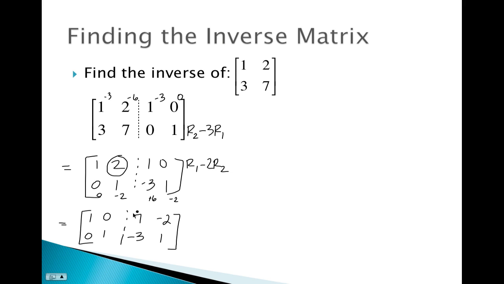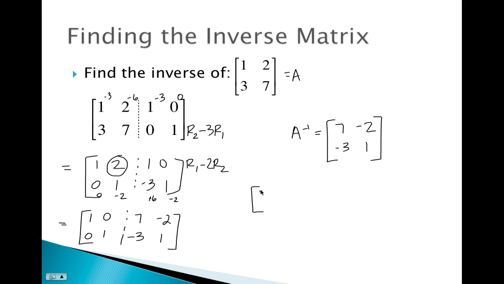Okay, so now we have found the inverse of our original matrix. If we say that the original matrix equals A, then the inverse is going to be the matrix 7, -2, -3, 1. That is the inverse, and we can test this out by multiplying these two together. So let's go ahead and do that.